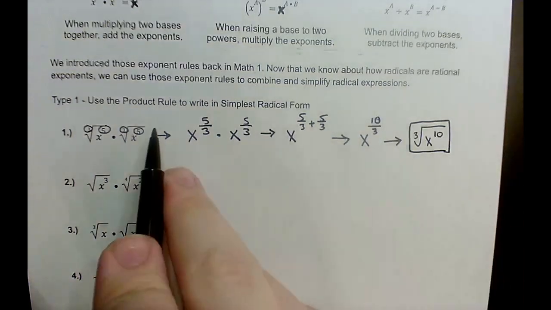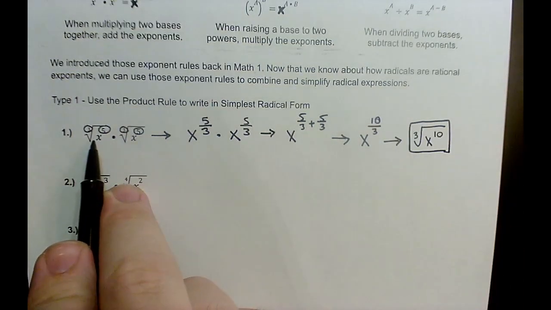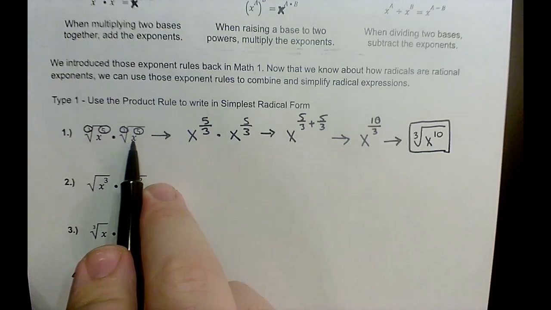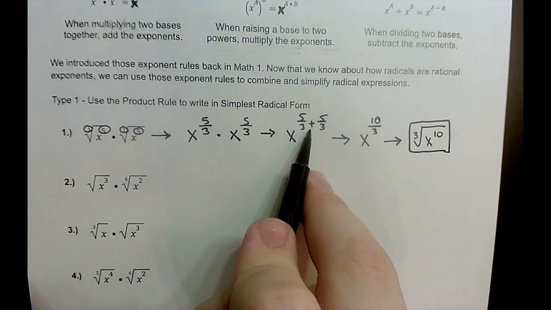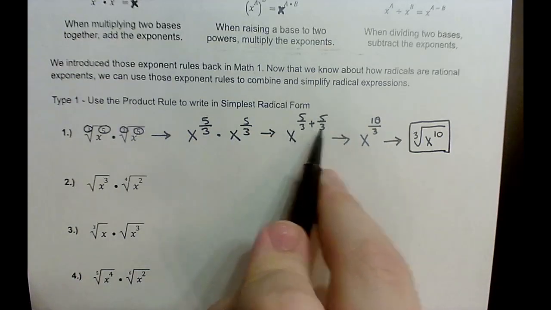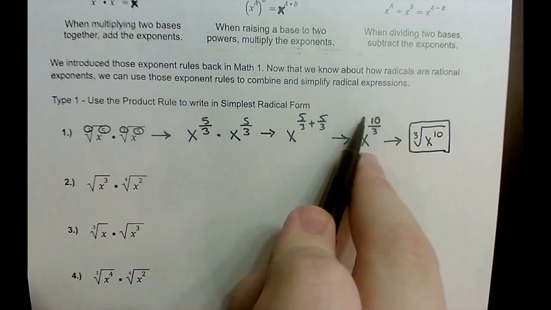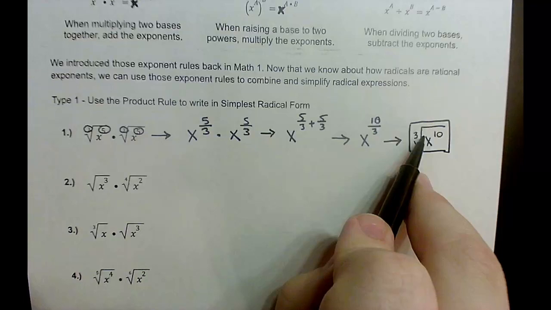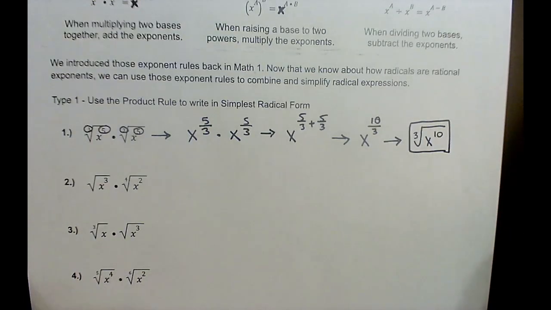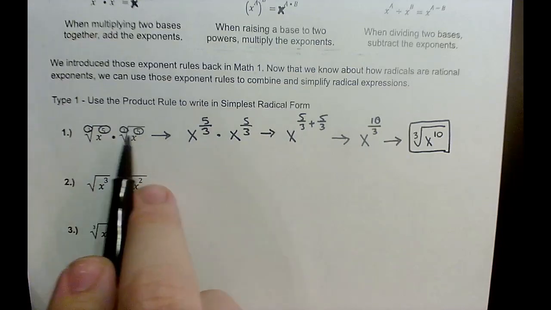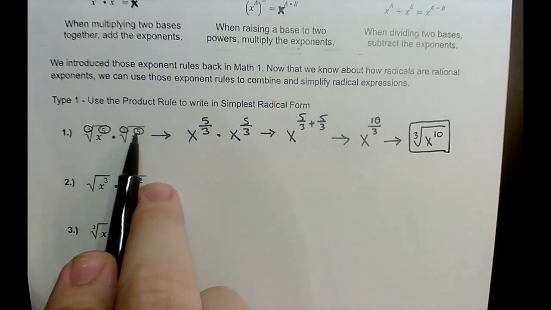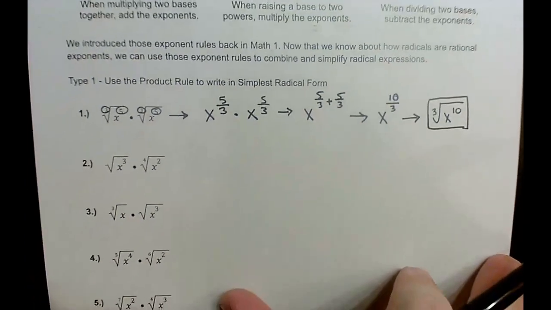So to recap, turn it to a fraction exponent, turn that to a fraction exponent, here and here. Then we add those exponents together. 5/3 plus 5/3 is 10/3. That does not reduce, and then put it back in radical form. Isn't it kind of weird that when you multiply a cube root and a cube root, you didn't actually multiply the exponents, you just added them?